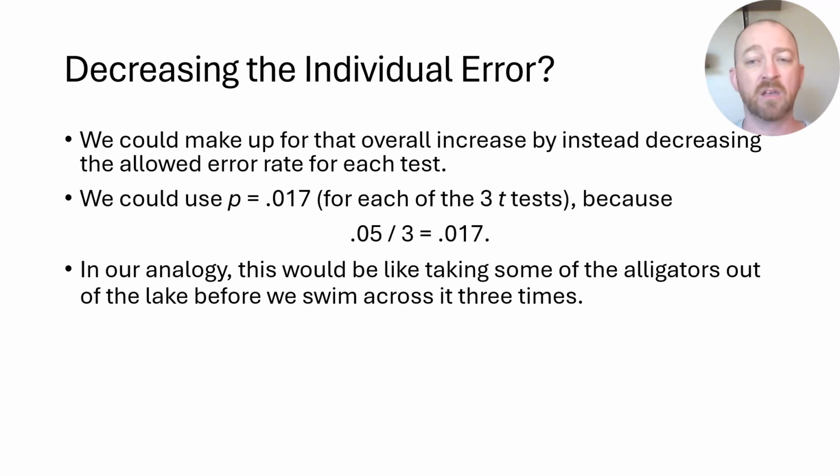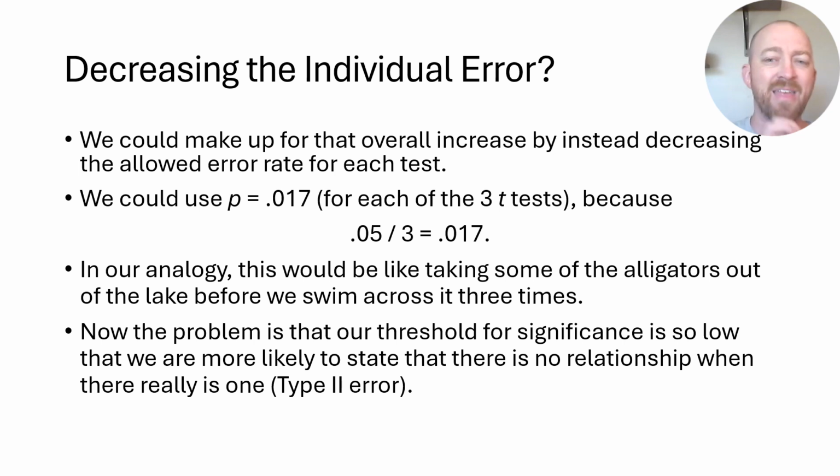Now again, that might seem like a good idea. That's a little bit like removing some of the alligators out of the lake before you swim across. Now the problem, of course, is that it increases our likelihood of there being a relationship, but us saying we don't see the relationship. That is the definition of a type 2 error, or a false negative. Okay? And that's a little bit like saying, hey, I swam across the lake 3 times and I didn't get eaten by an alligator. Therefore, it's perfectly safe, there are no alligators. When in reality, of course, there still are alligators. So I hope that analogy helps you to understand what's going on.